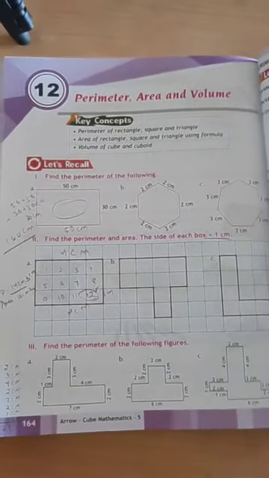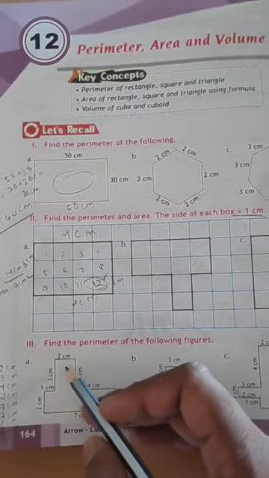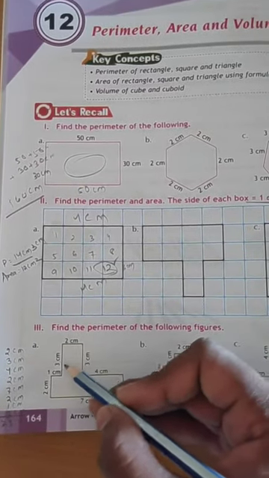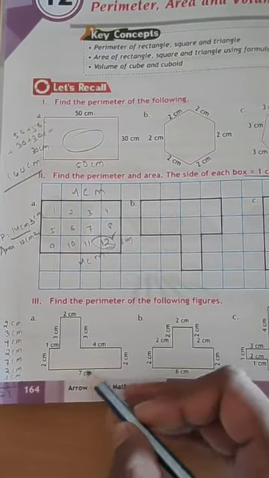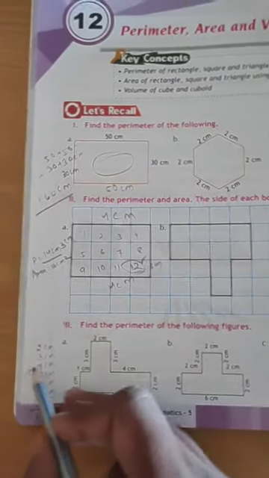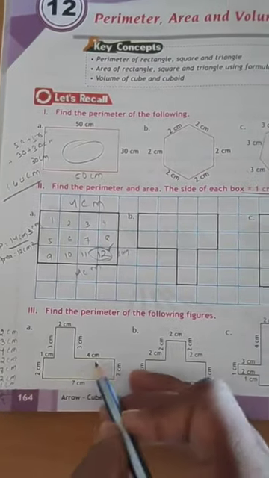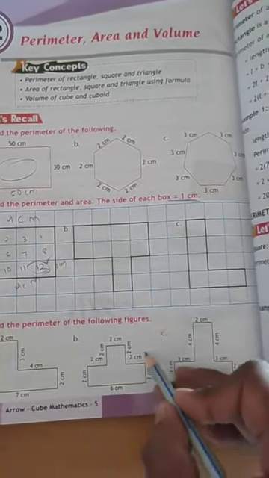Next, find the perimeter of the following figure. So the perimeter of the following figure means 2 plus 3 plus 1 plus 2 plus 7 plus 2 plus 4 plus 3. What we will get, we get 24 centimeter. Okay, here also we can do, we add all the numbers. Okay, next one is the perimeter of the rectangle.